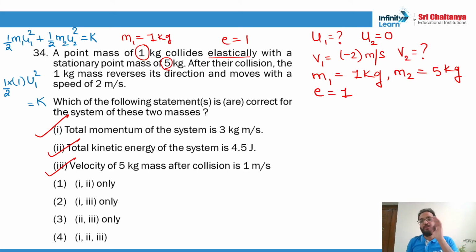See student, there is one brilliant way. You use the data that is given here and try to figure out. So let's say that 4.5 is the right answer for total kinetic energy, and if you put 4.5 here, you will get some value of u1, right? Then that value you can use to find out the first and third option also. That means whether the momentum is 3 kg meter per second or not, and whether the final velocity of 5 kg is 1 meter per second or not. If it matches, that means all three options are correct, which is the highest probability.